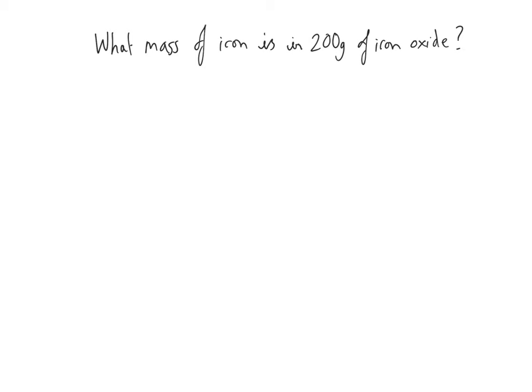What mass of iron would you find in 200 grams of iron oxide? Iron oxide is the raw material that we get all of our iron from, and we use iron for so many different things, so it's really important for us to know how much iron we've got in a certain amount of iron oxide. So this problem on here has got 3 different steps. The first step is that we need to calculate what the relative formula mass is of iron oxide.